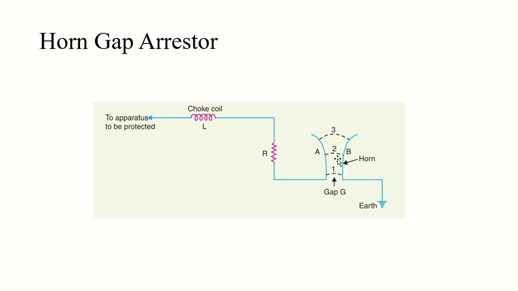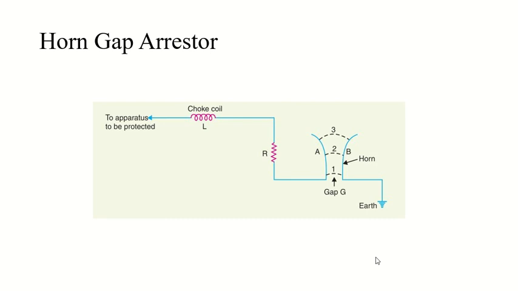These horns are mounted on porcelain insulators, and one end of the horn is connected to the line through resistance R and choke coil L, while the other end is normally grounded, as you can see here. The resistance R helps in limiting the follow current to a small value. The choke coil is designed in such a way that it offers small reactance at normal power frequency but very high reactance to the transient frequency. Thus, the choke does not allow the transient to enter the arrestor, and hence it protects it.